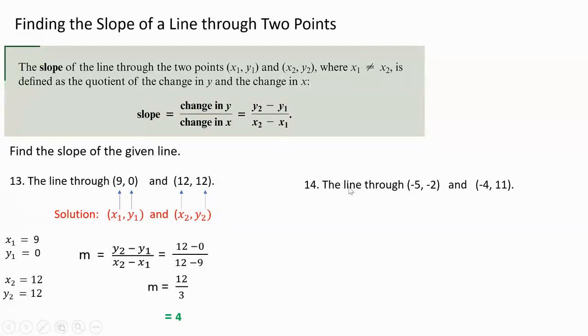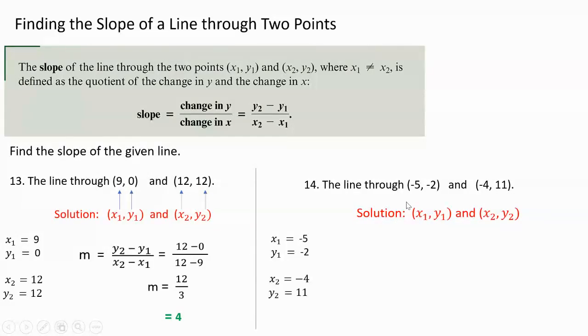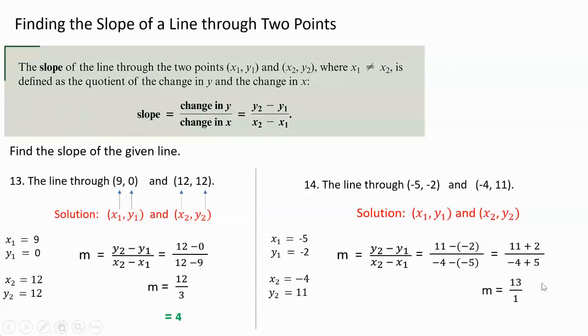Let's do number 14. The line through negative 5, negative 2, and negative 4, 11. So again, the same way. We know that x1 is negative 5, y1 is negative 2, x2 is negative 4, and y2 is 11. We'll plug them in. So this becomes 11 minus negative 2, which will give us 13. And on the bottom is going to give us 1. So 13 over 1 will give us 13.